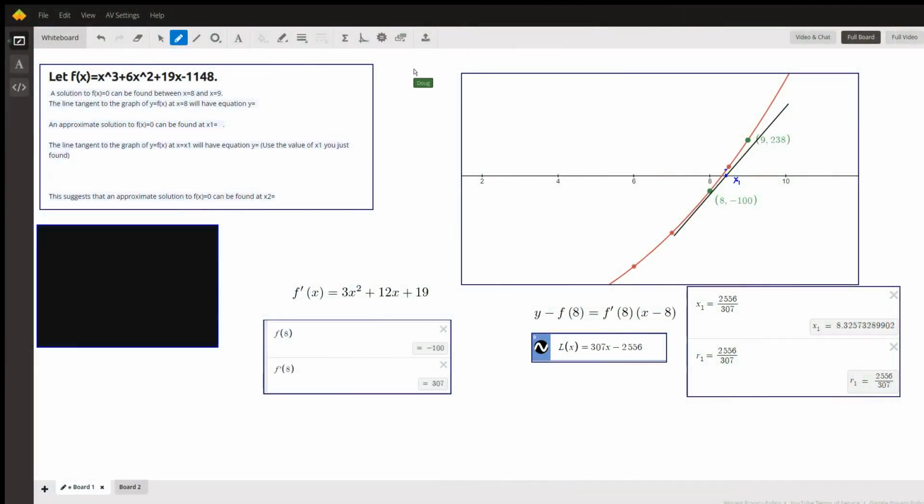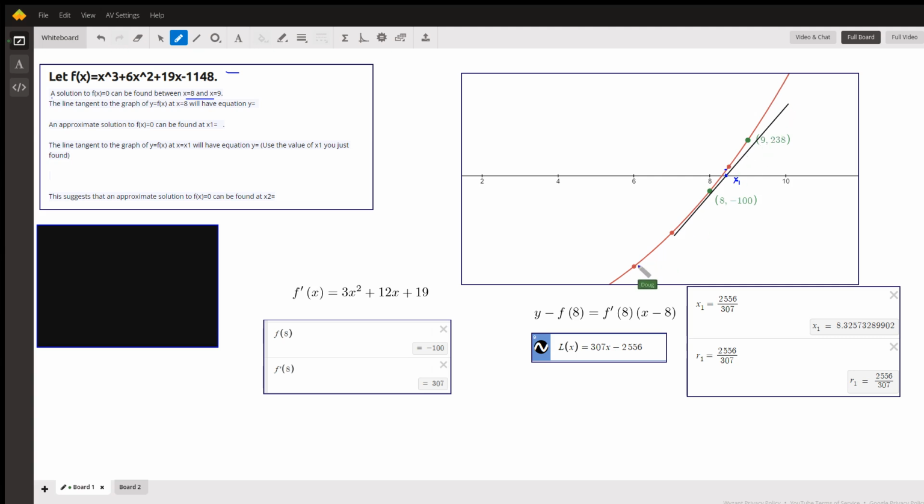Okay, what this exercise is doing is actually preparing you to gain an understanding of what's called Newton's method for getting an approximate root for some function like this. Let's see what they're asking you to do here. A solution, they tell you, can be found between 8 and 9.